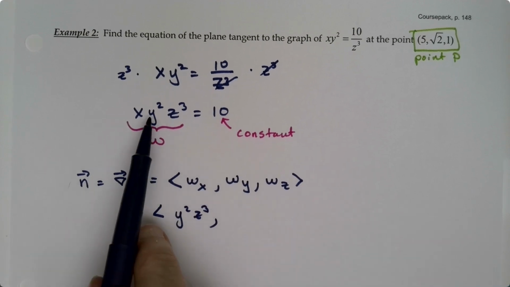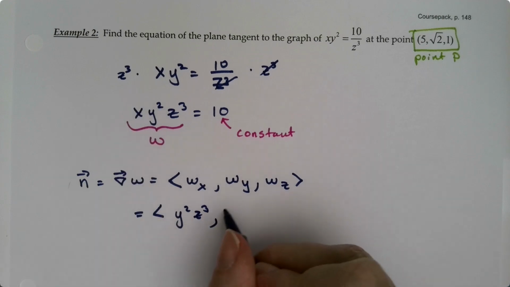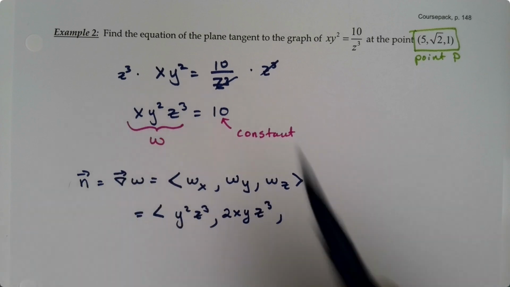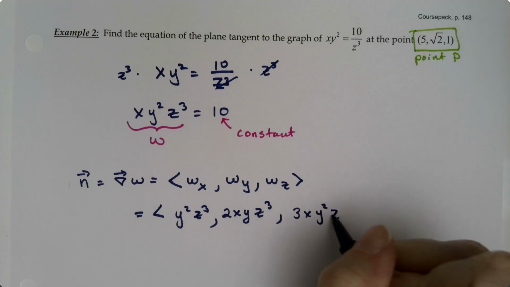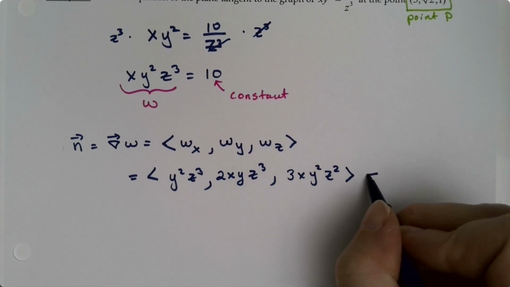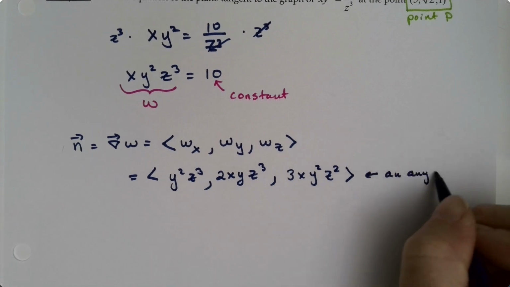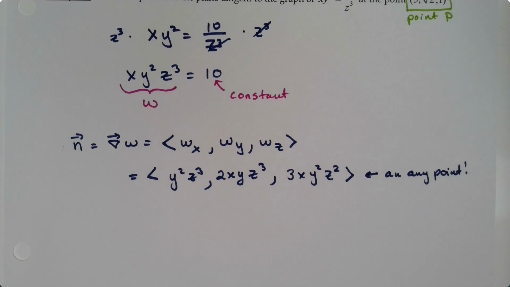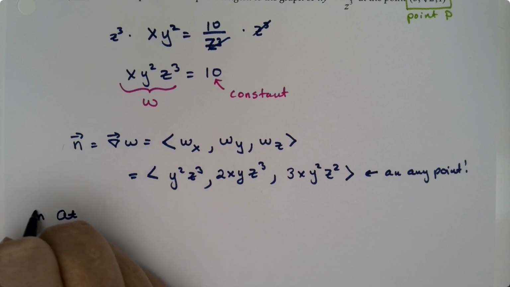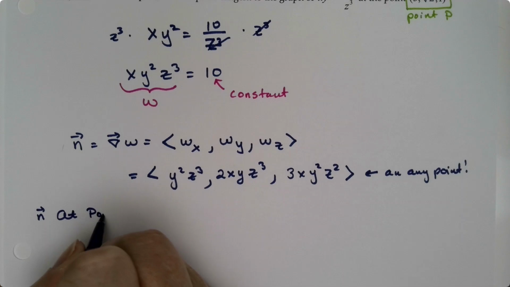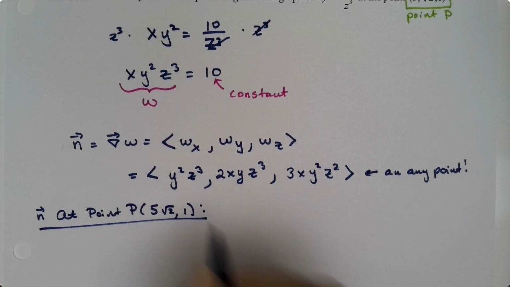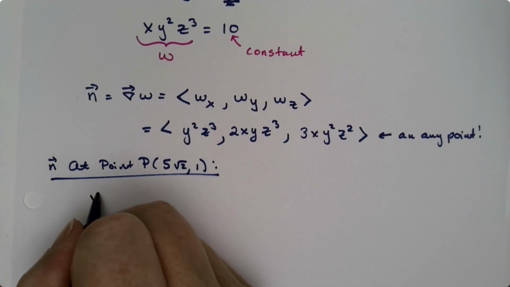Now if y is the only variable, you'd bring the 2 down, so it'd be 2xy z cubed, and then 3xy squared z squared. There's your gradient. Now this is the gradient at any point, but of course, that's not so useful for us. We want the gradient, or the normal vector, at point P, which was (5, square root of 2, 1). So then to find that, we find the gradient at (5, square root of 2, 1).